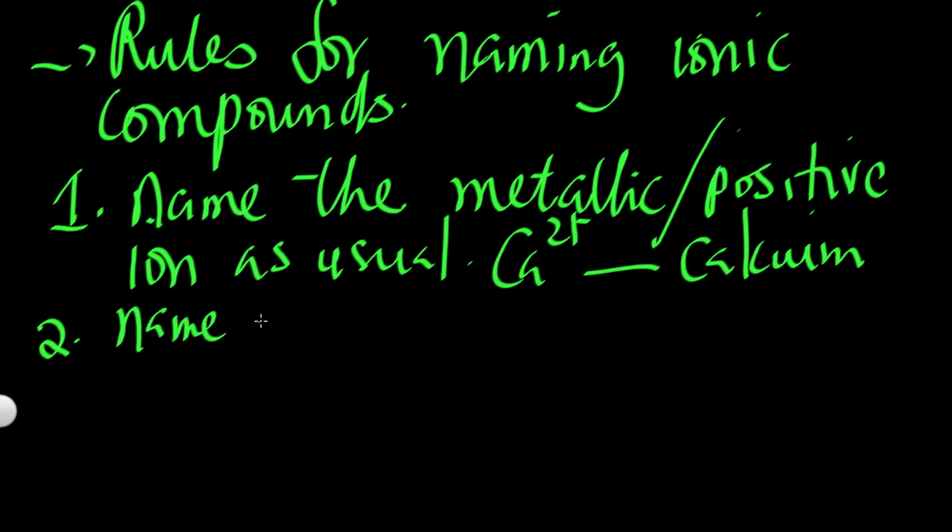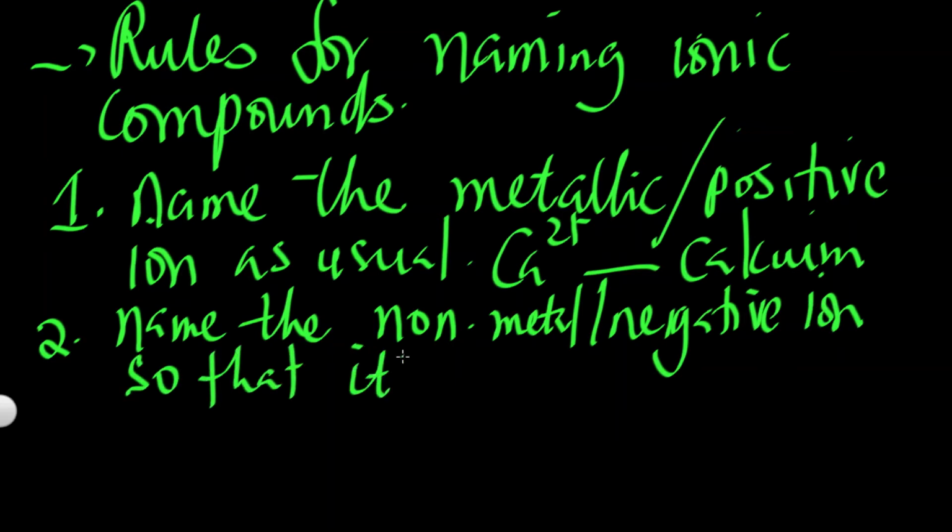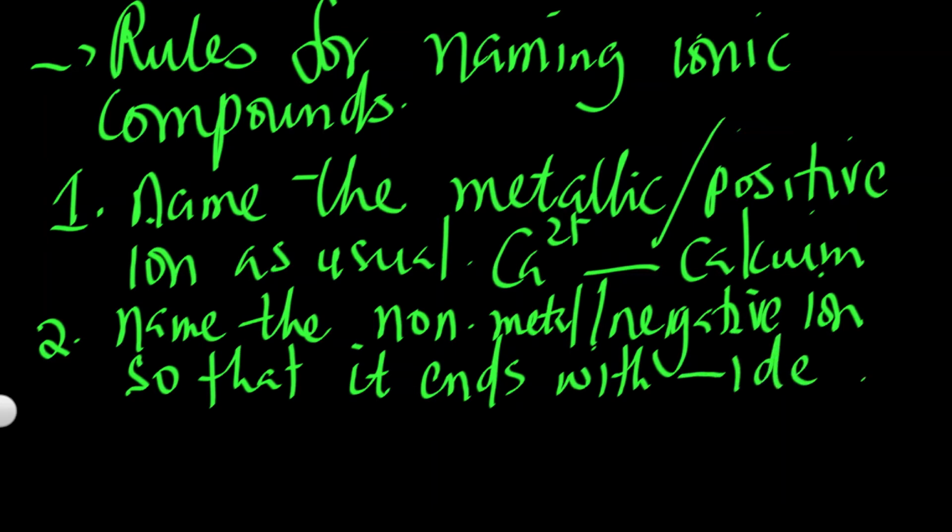Then 2, name the non-metallic or negative ion so that it ends with IDE. All right, a good example: if it is chlorine, it becomes chloride. If it is oxygen, it becomes oxide. If it is nitrogen, it becomes nitride. If it is sulfur, it becomes sulfide. They now end with IDE.